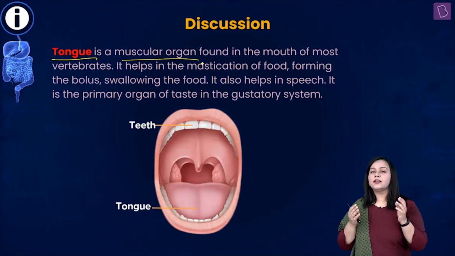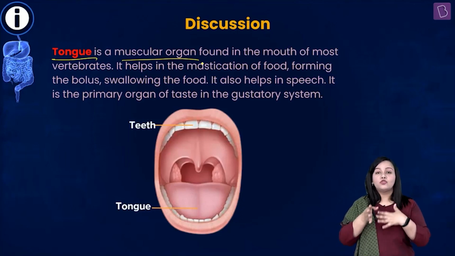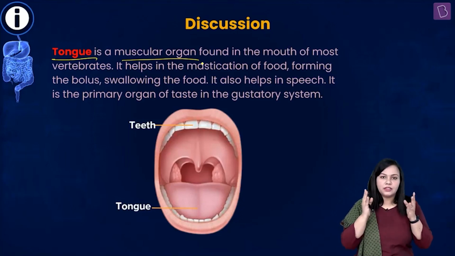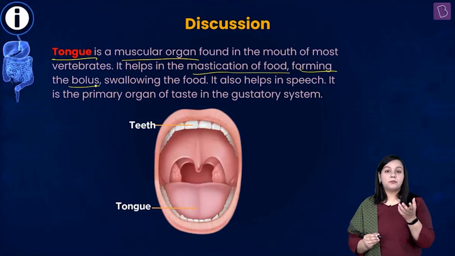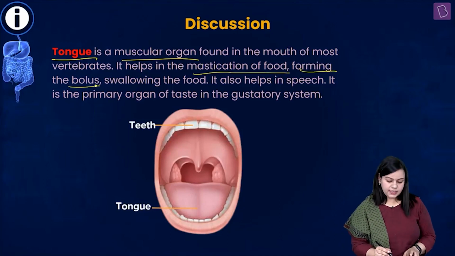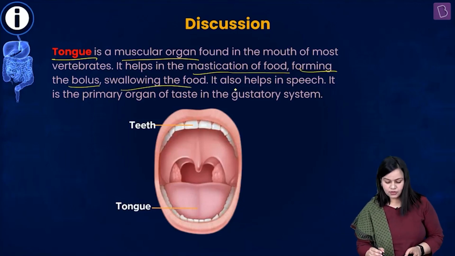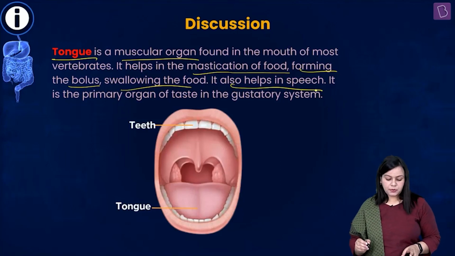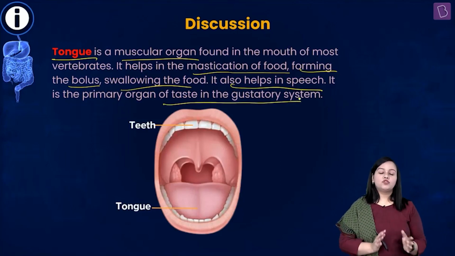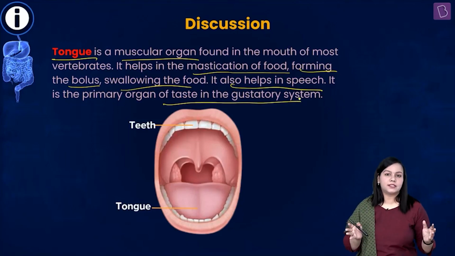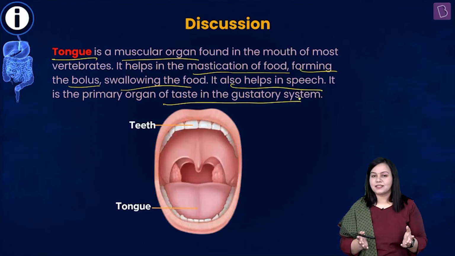The next major thing that the tongue does is allow the mixing and the mastication of the food by allowing a lot of mixing of the food within the mouth. All right, so it helps in mastication of the food, forming the bolus, which is the mass of food that will be swallowed, right? Swallowing the food, as I said, and it also helps in speech. It is the primary organ of taste in the gustatory system. So gustatory basically refers to the tasting system, right? It's one of the senses that we have.